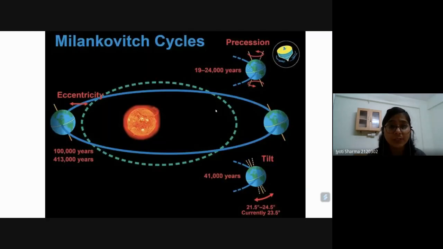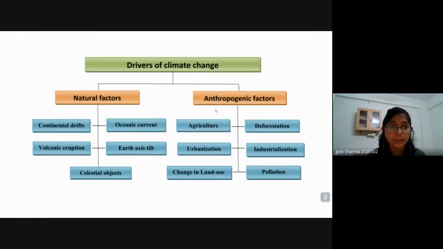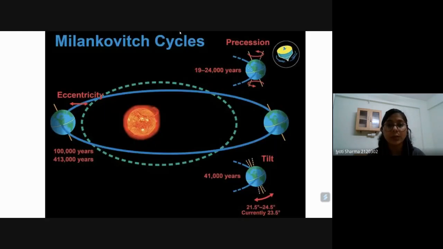Because of these forcings, okay, let me talk more about this natural forcing. So here we can see the orbit was like this. After some years, after thousands of years, the orbit shape can be like this.